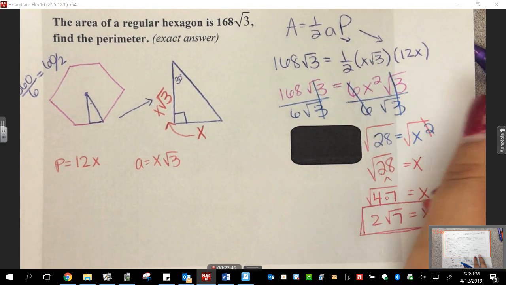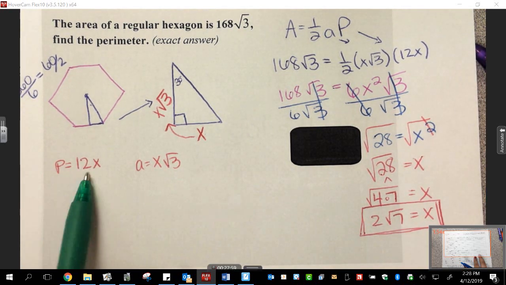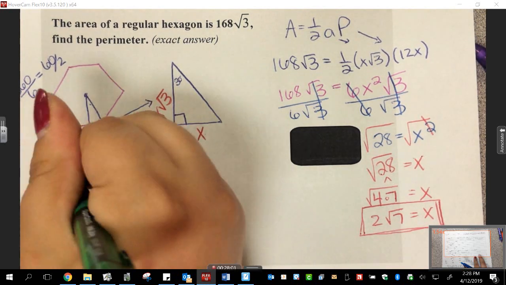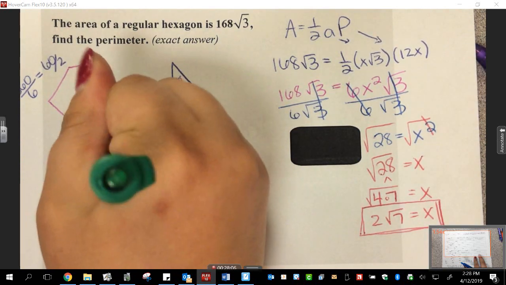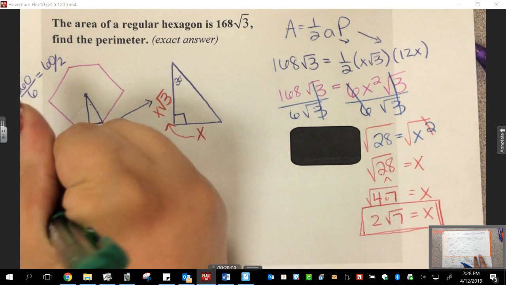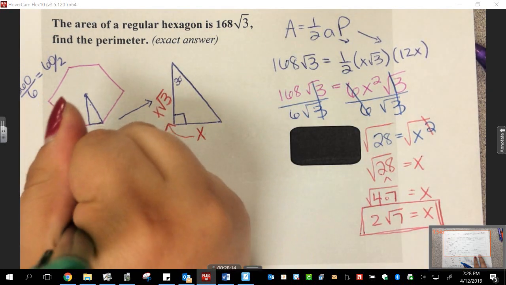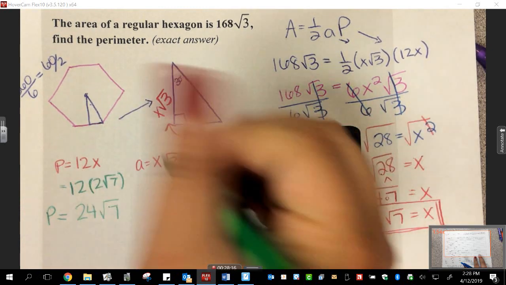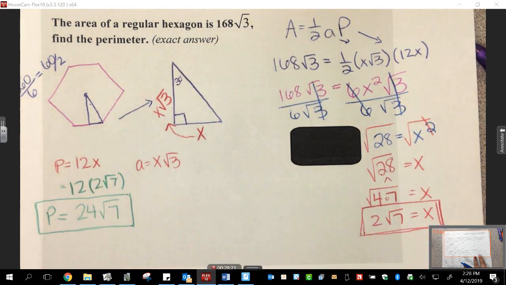And everybody's like, cool, we're done. And I'm like, no, what's the question? You have to plug it in. Luckily, I was super nice that I gave you a formula for the perimeter. It was 12x. So you plug it in. What's x? 2 square root of 7. Can we write it now? Not yet. What's 12 times 2 square root of 7? 24 square root of 7. Now you can write it down. So is that our answer? That's your answer.